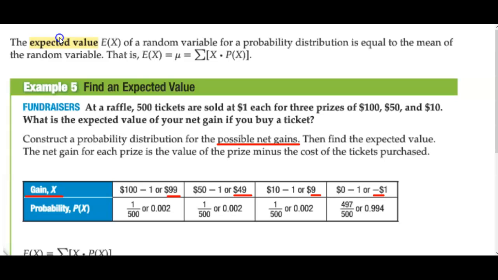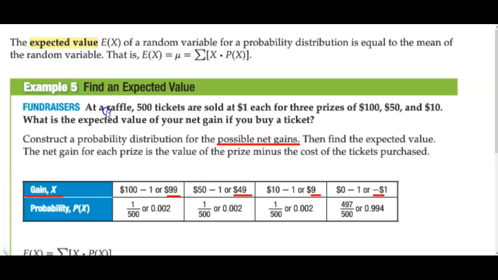So the expected value business is, the expected value of a random variable is equal to the mean of the random variable. So what is the average result?